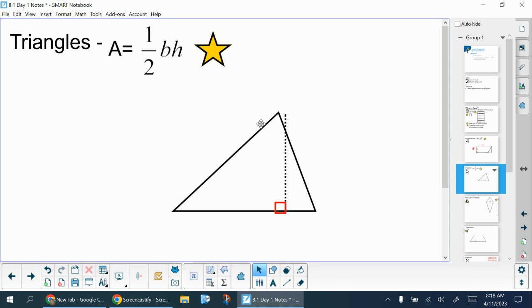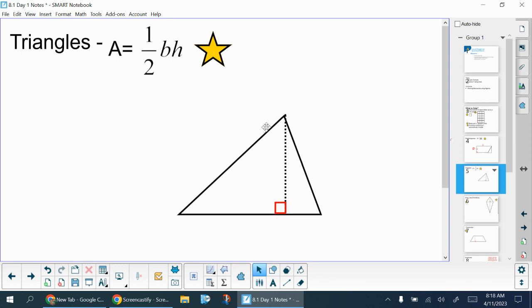The big thing is, well, why is that? So if I take my triangle here, before I do that, let me go ahead and put the base and the height in. So there's my base, there's my height. Right? And base and height have to be perpendicular. The base does not have to be on the bottom.